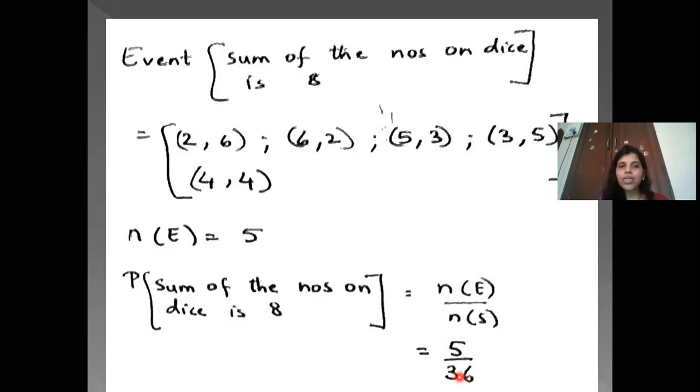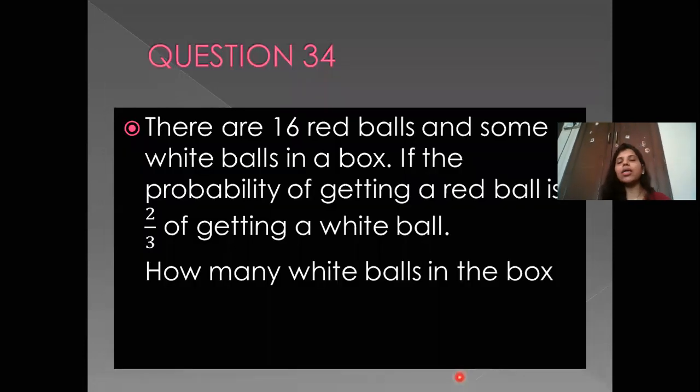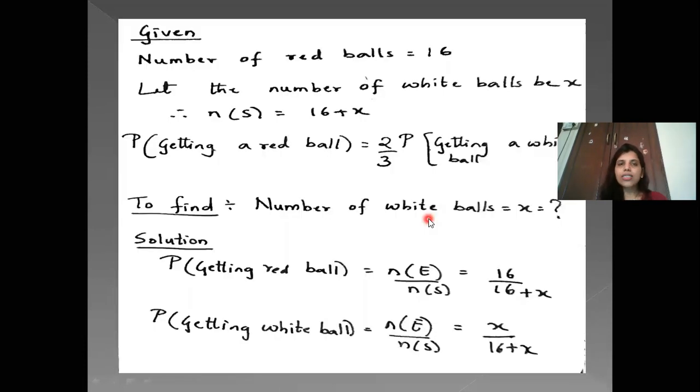Okay, children. Now we go to the next question, 34th question. Now in 34th question, you can see that it says there are 16 red balls and some white balls in a box. If the probability of getting a red ball is 2 upon 3 of the probability of getting a white ball, how many white balls are there in the box? So again, we have been given the number of red balls. We have to find the number of white balls, and the relation of probability is given to us: probability of getting a red ball is equal to 2 upon 3 of probability of getting a white ball.